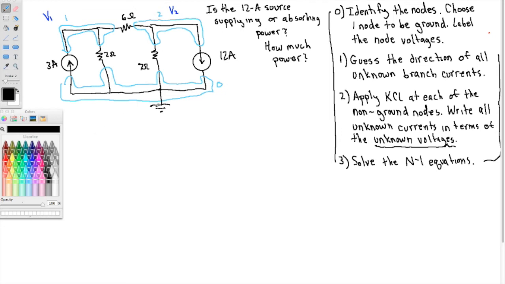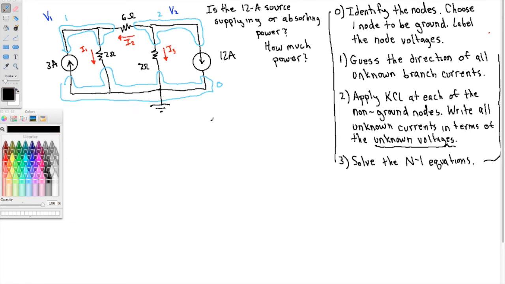Alright, step 1. Guess the direction of all unknown branch currents. So I'm just going to guess that this one is going down, and we'll call that I1. And I'm going to guess that this is going to the left. Call that I2. And I think this current is going up, but I'm going to guess that it's going down. Hopefully I'm wrong, because I just want to show you that it doesn't matter if I'm wrong or not. So I'm going to guess it's going down.